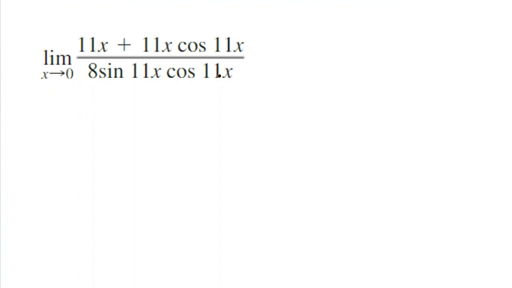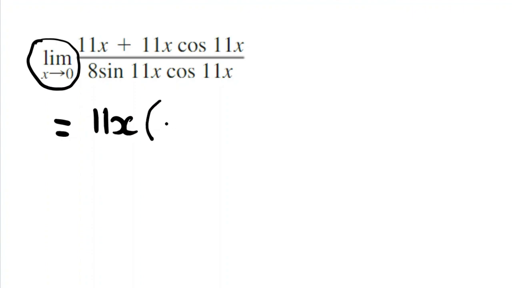Let's increase the difficulty, but it's not really difficult over here, we just need some basic things. So I will simplify the numerator, right? I will not be writing this thing, so keep that in mind, but you have to be writing it when you are actually solving. I will factorize 11x out for the numerator. I have 1 plus cos 11x.